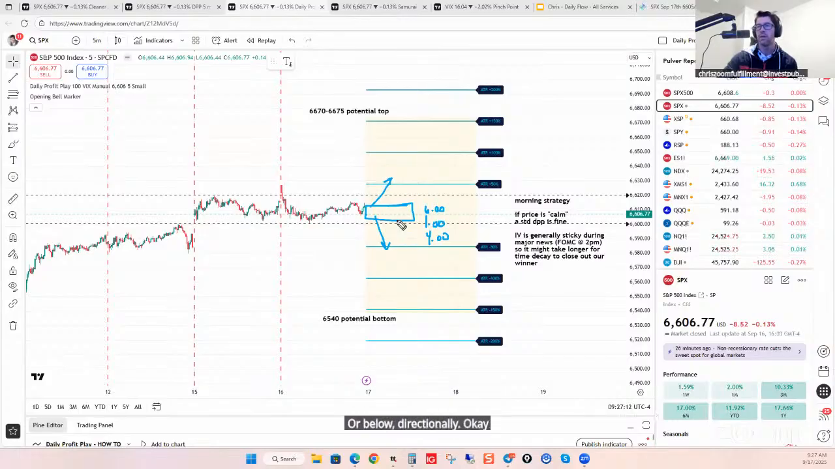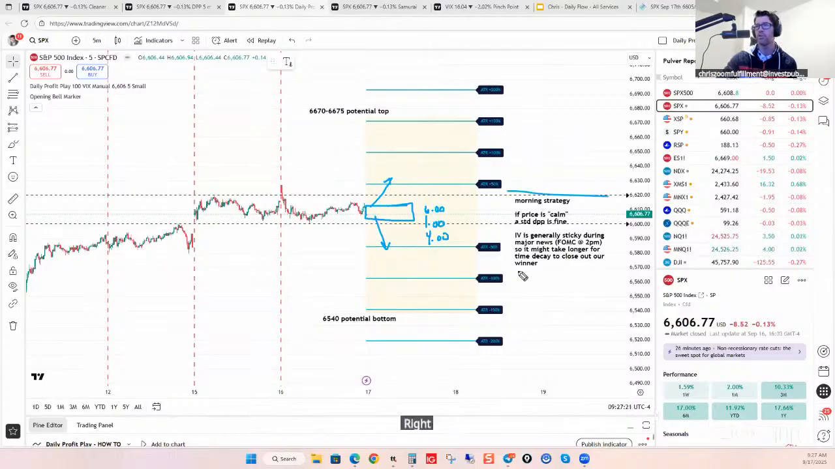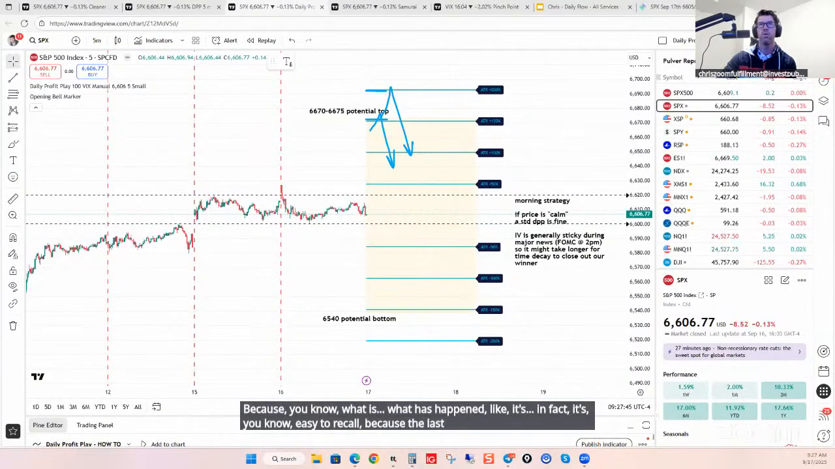Okay. So either way, one thing with FOMC is it's probably not the best day to be over trading, right? So if we get a morning strategy that pays us, be happy with that. I like the idea of the 150 to 200% bear call spreads. But if I did those for the day, I might be more interested in doing those for tomorrow, not today, because what has happened. It's easy to recall because the last 2 Thursdays, what did the market do?